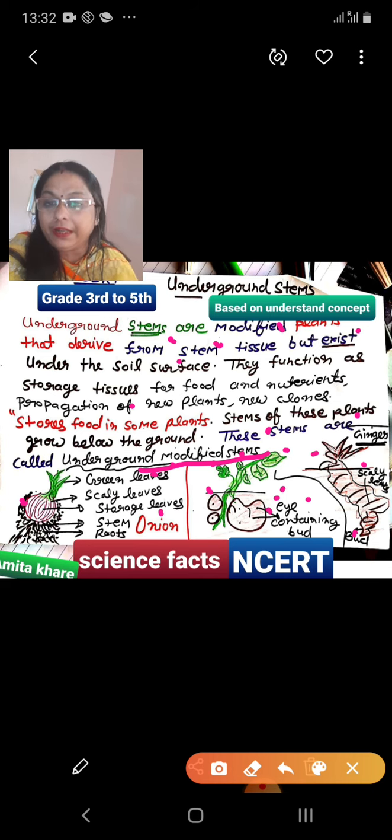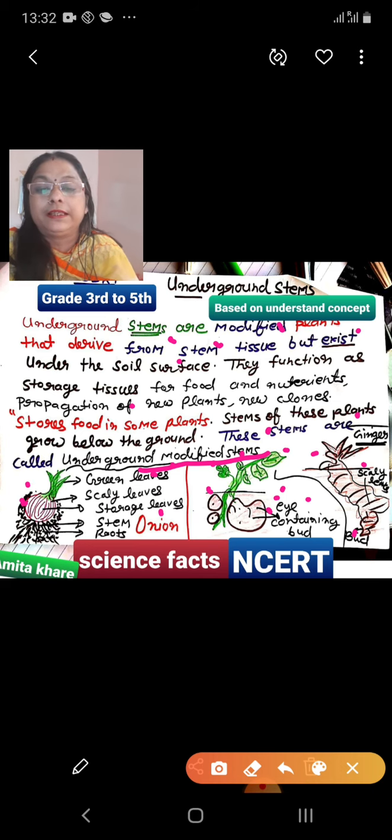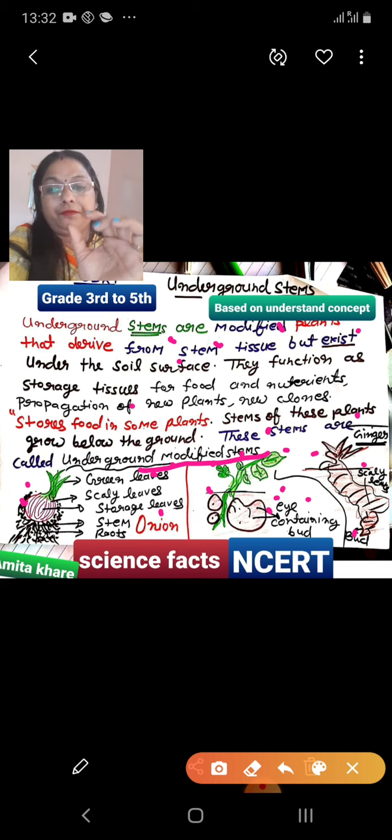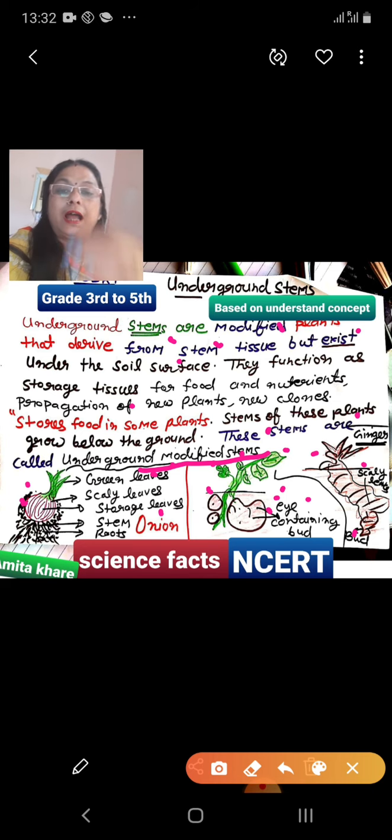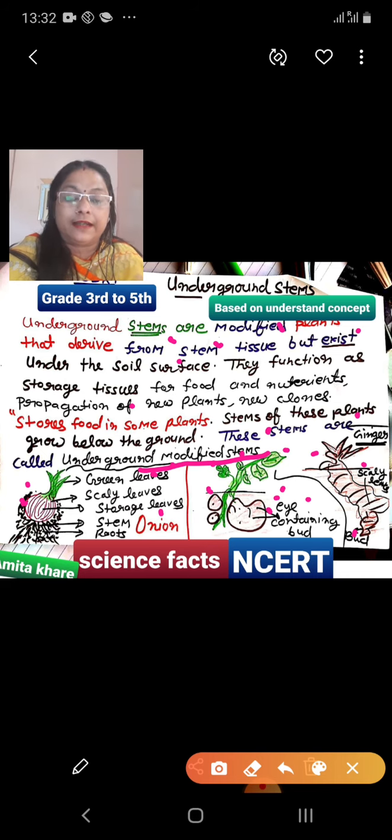The first example of an underground modified stem we will take is onion. This is a green leaf and scaly leaf. Scaly leaves are found in onion; this is its main characteristic. The scaly leaves are found in onion, and this is the stem and root. This is an underground modified stem that stores food, as shown on your screen.